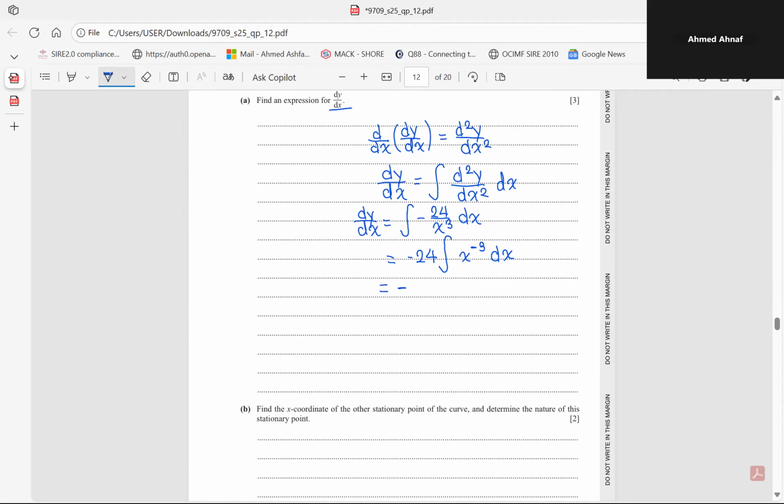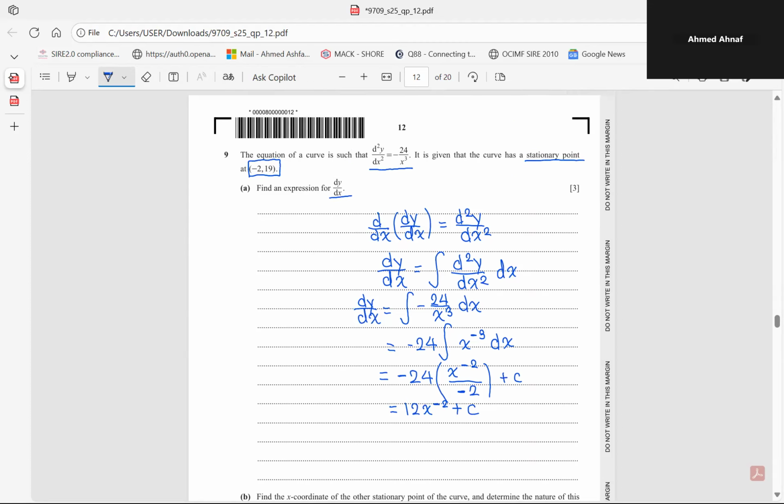So minus 24, integrating x to the power of -3, that would be x to the power of -3 plus 1, -2, divided by the new power, -2, plus c. So -24 divided by -2, that is 12 x to the power of -2 plus c.